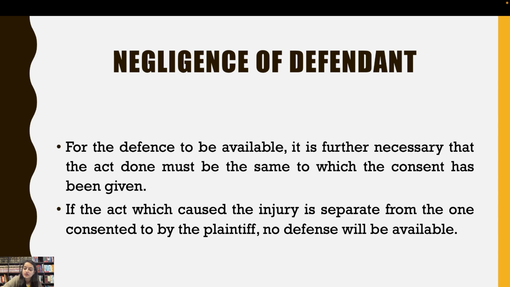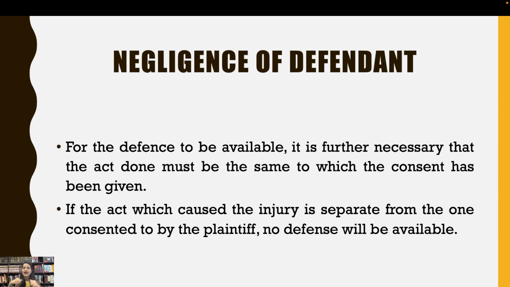If the act which causes the injury is separate from the one to which consent is given, no defense will be available. We go back to the example of a cricket field. I consented to the act of being hit by the ball inevitably because that is incidental to the game. I did not consent to either stampede. I did not consent to the falling of the roof.